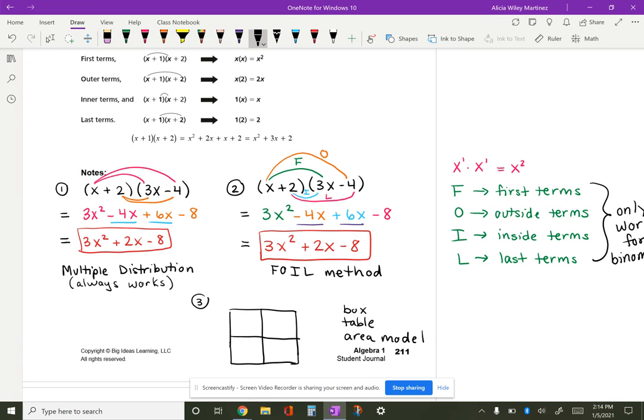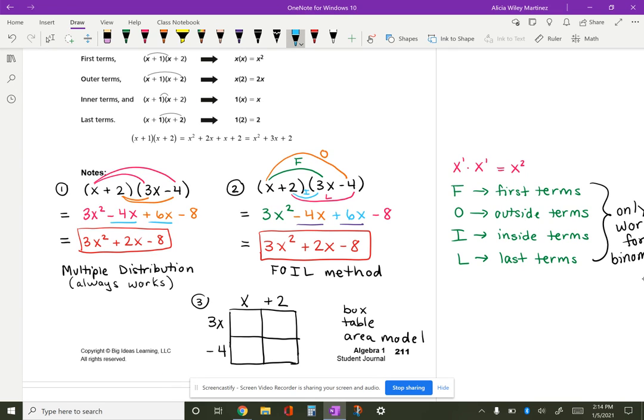So what you're going to do with this method is you're going to take one of the binomials and write it at the top. I've created a 2x2 box, because I'm multiplying 2 terms by 2 terms, which means I will get 4 terms, which is why I have 4 boxes. And then here I have the 3x and the -4. This is the other binomial. I'm going to do this like a multiplication table.